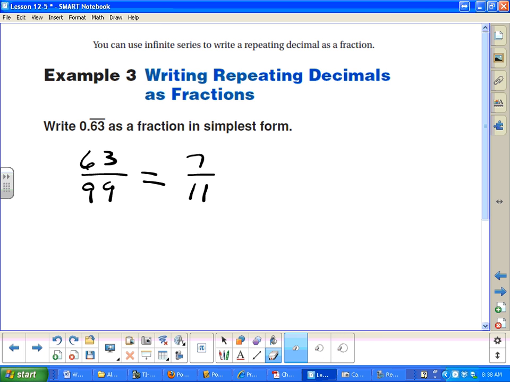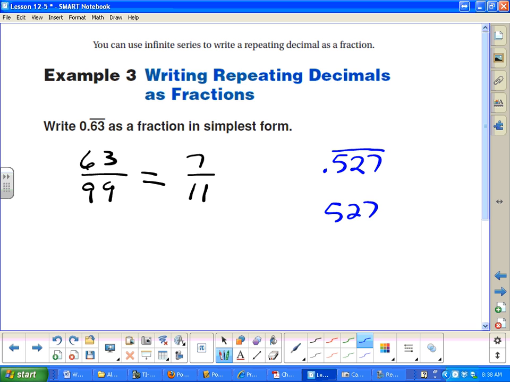Anytime you have a repeating decimal, so let's say it was 0.527 repeating, then I would just do 527 over 999, since 3 numbers repeat, I put 3 9s in the denominator. That's pretty simple, isn't it?